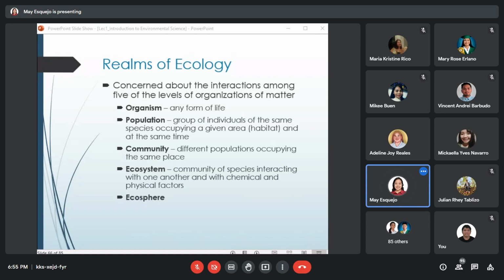Community naman, these are composed of different populations. Okay? And then ecosystem. So mas maraming communities, it will compose na the ecosystem. So pag ecosystem, the species in that interact with one another. So they benefit from each other. They use chemicals and physical factors around them. And then we have the ecosphere. Okay?